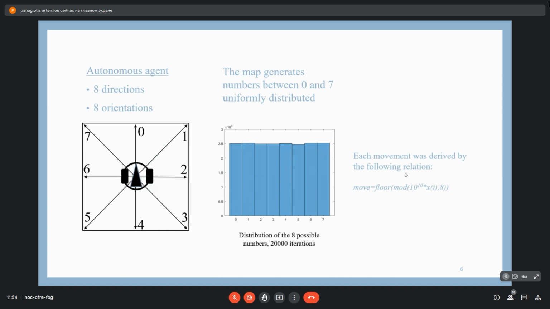So now, the robot has 8 possible directions and 8 possible orientations. The relation shown on the right-hand side of the slide generates numbers between 0 and 7. And as we can see in the histogram at the middle of the slide, for 20,000 iterations, this relation generates these numbers uniformly distributed. If there is an application where bias is required, the relation can be accordingly modified.